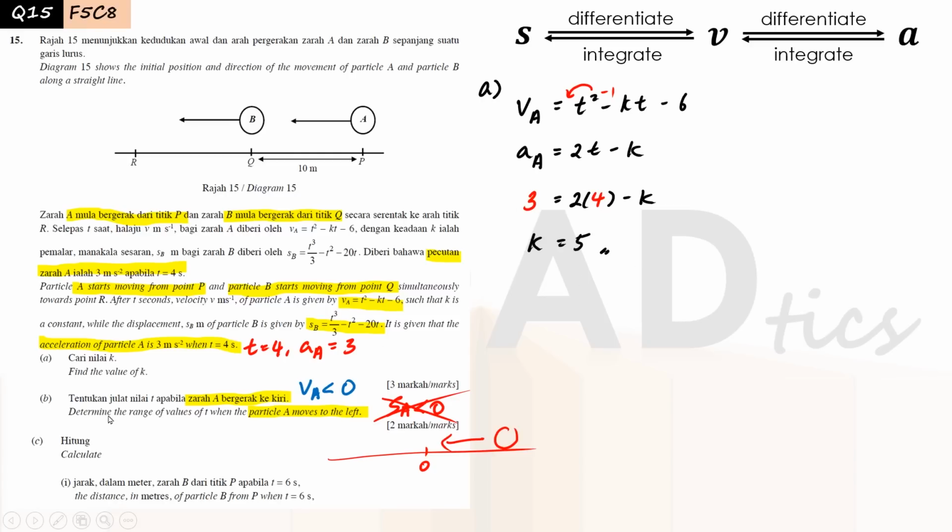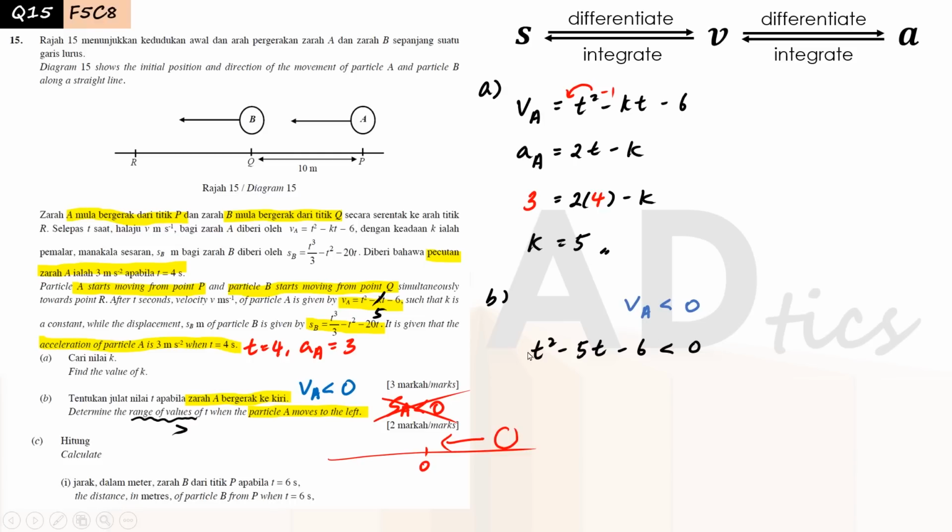And for part B, you need to determine the range of values of t, which means the answer that we'll have later will have inequalities when the particle A moves to the left. So just now we have said that we need to use VA less than 0. So we are going to substitute the velocity equation of particle A in here, and then we can change the value of k already, it is 5. Using this inequality, sub the equation, and now we need to solve this quadratic inequality.